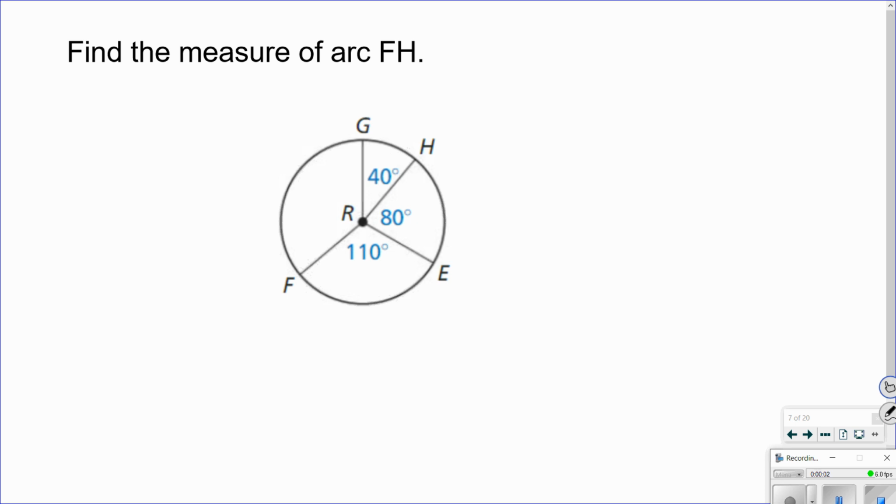Okay, so 10-4. Before we get into that, I want you to try this problem. This is one with central angles. So pause it, try this problem, then we'll go through it.